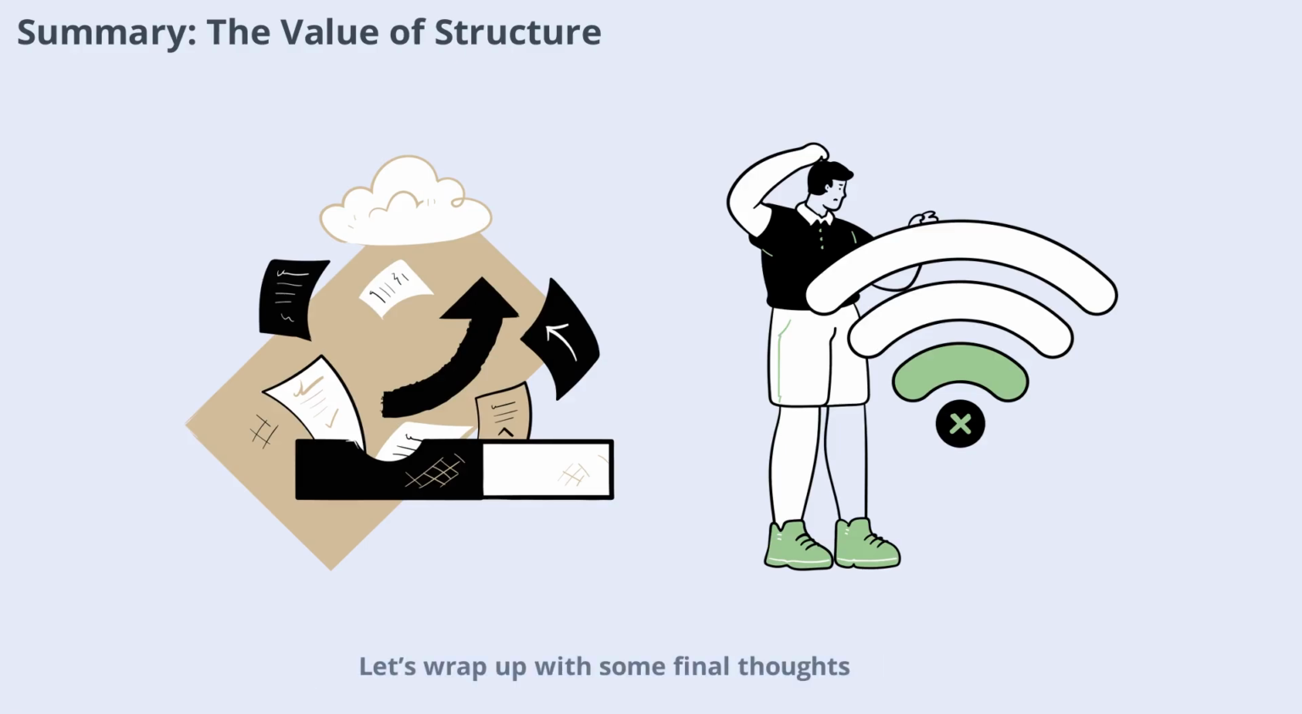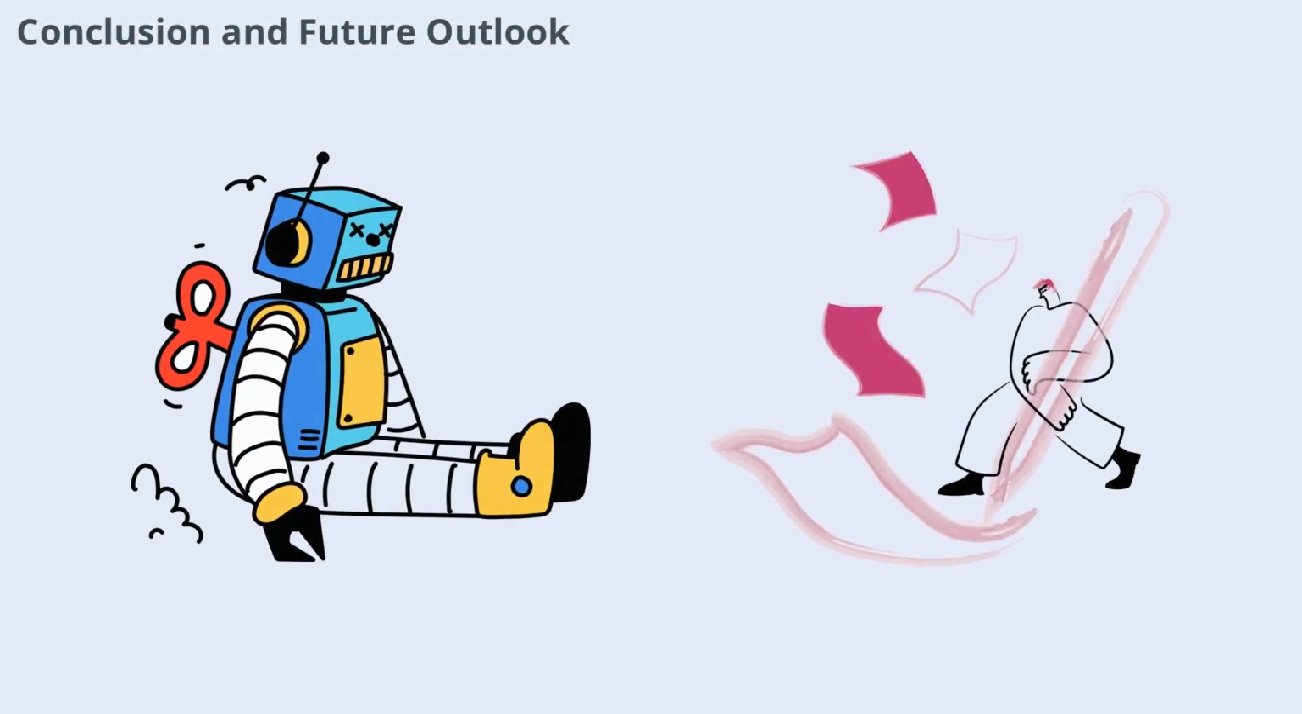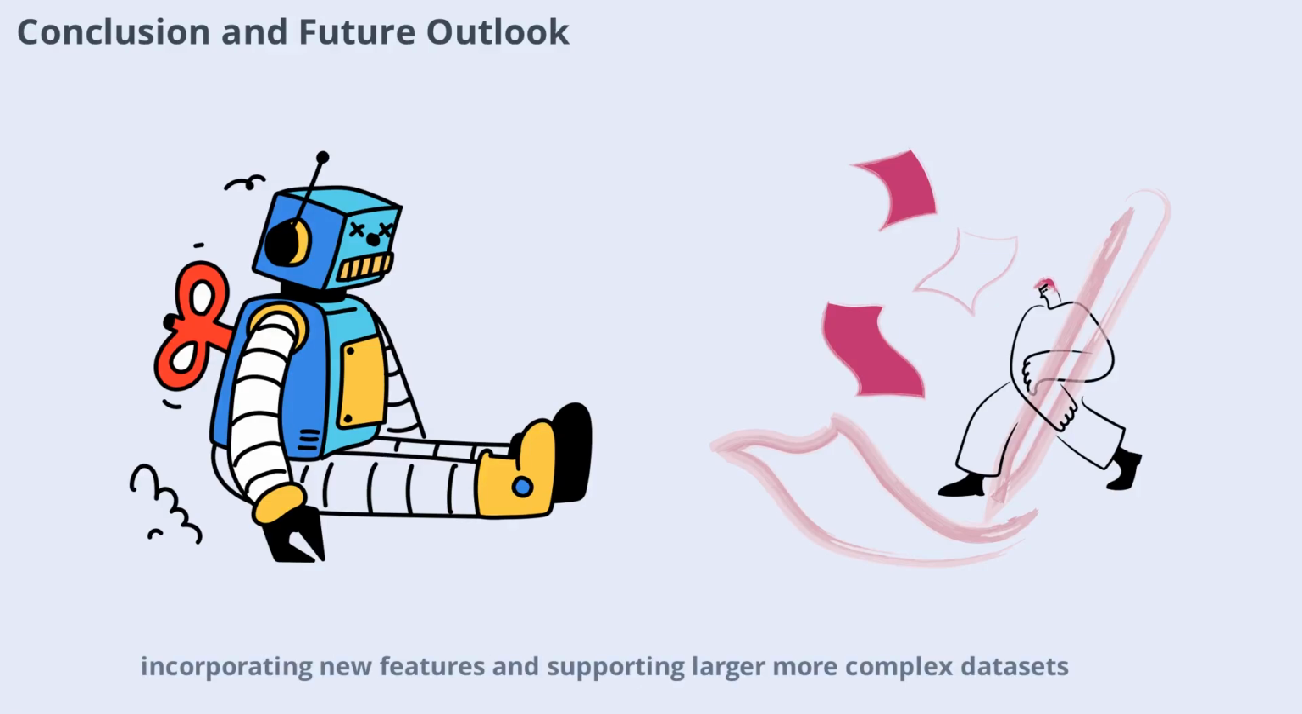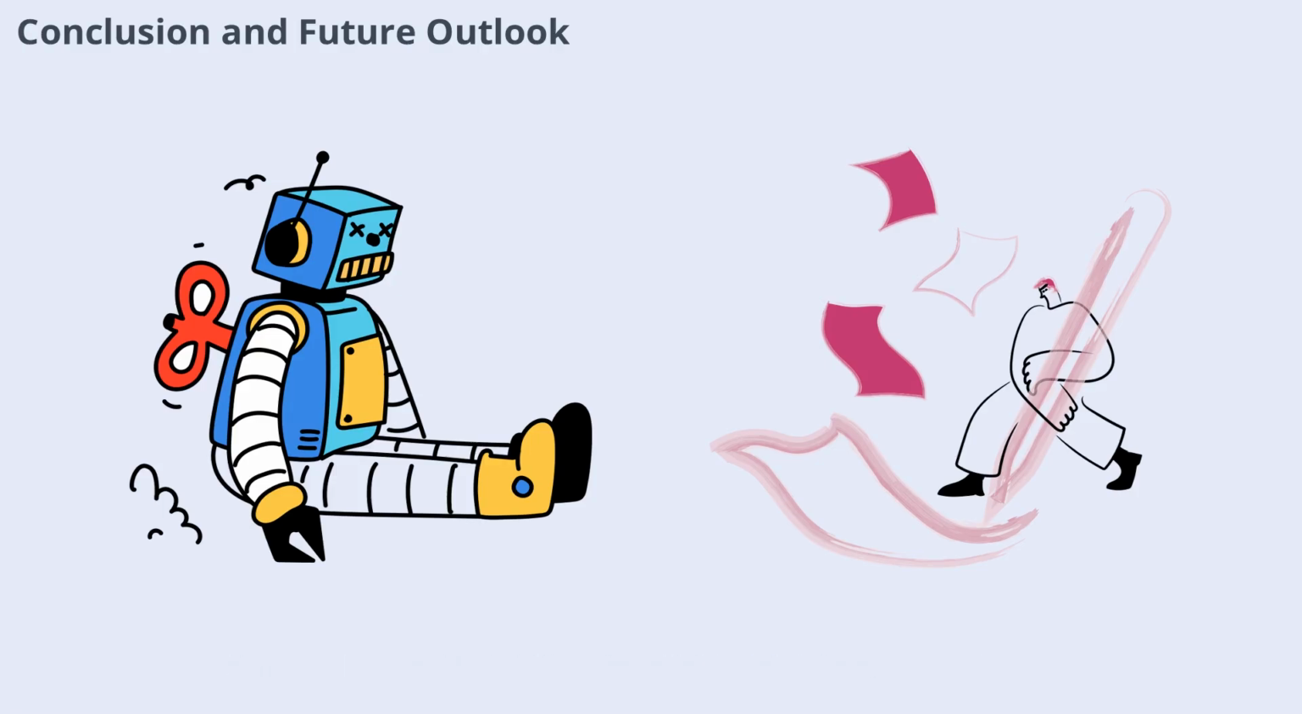Let's wrap up with some final thoughts. Traditional databases have stood the test of time, providing the foundation for countless applications and services. As technology evolves, these systems continue to adapt, incorporating new features and supporting larger, more complex datasets. While alternative approaches like NoSQL are gaining ground, the structure and reliability of traditional databases ensure they remain a vital part of the data landscape.